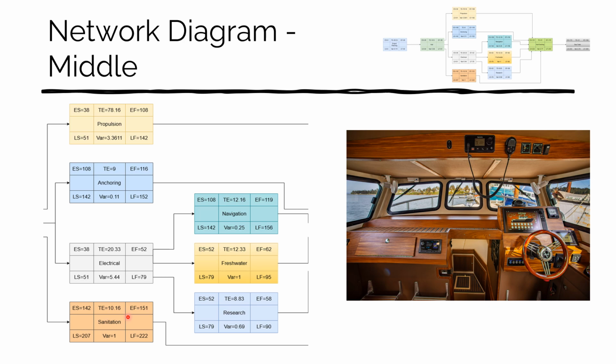And then the late start is 207. We have the variance at 1, and then the 10 days, and we have the 222 here. So that's going to be the latest we can actually start our hull decking in the next slide. So this is just a look at our middle part of the diagram where it starts to splinter off.